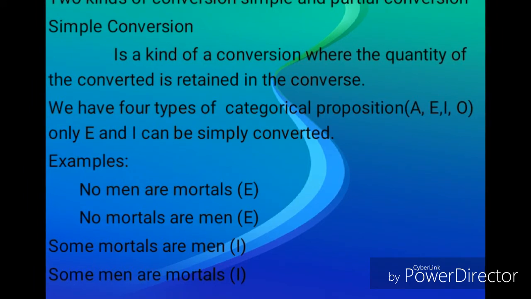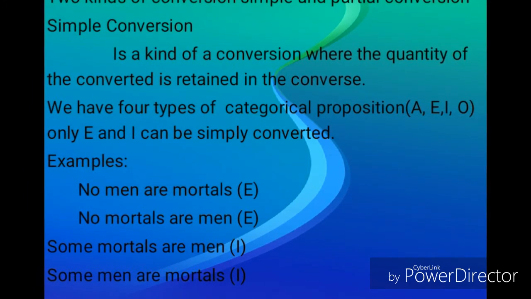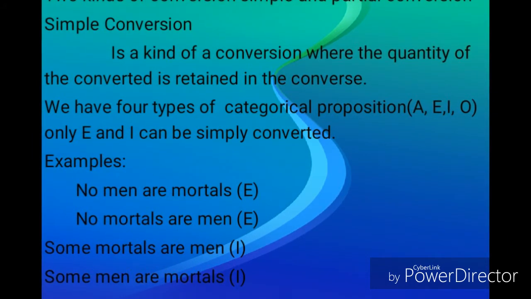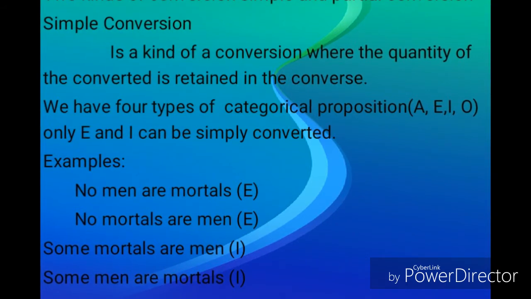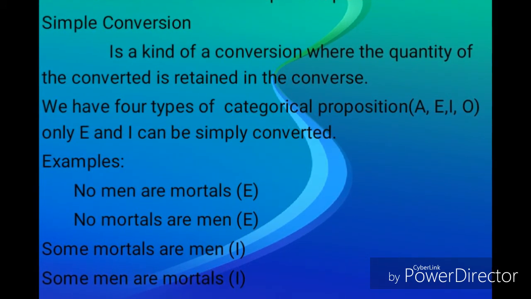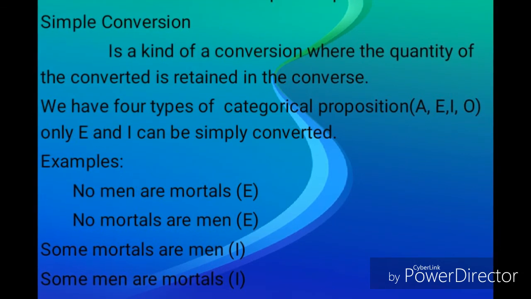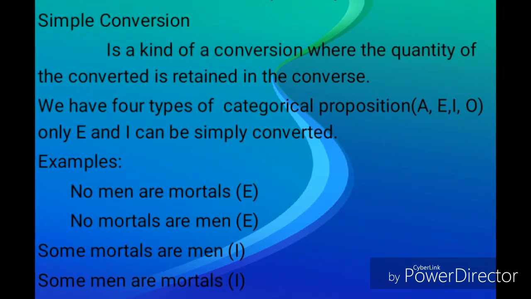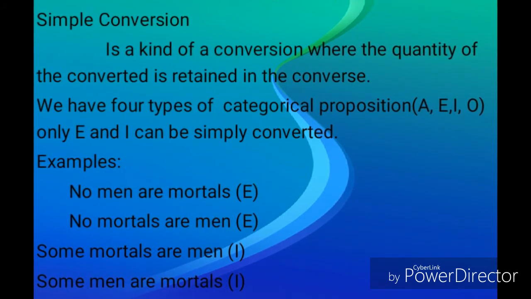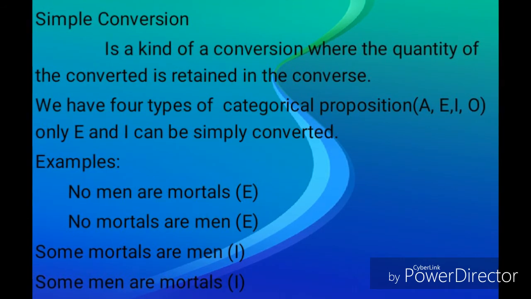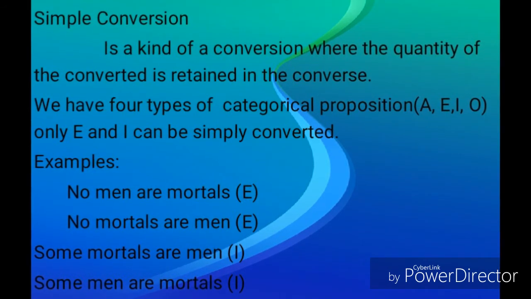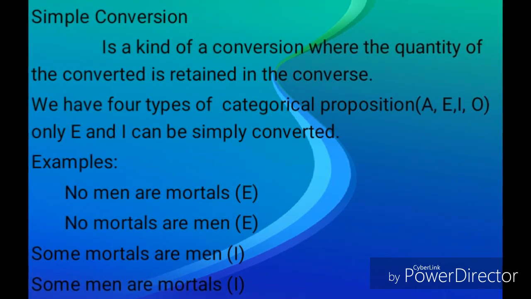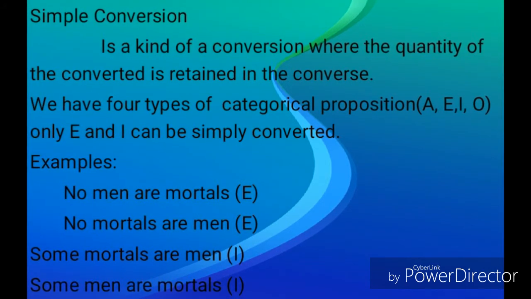We have four types of categorical proposition: A, E, I, and O. Only E and I can be simply converted. Examples: no men are mortals, no mortals are men. Some mortals are men, some men are mortals. In the examples, we can see that there is a change: the subject and predicate are interchanged.